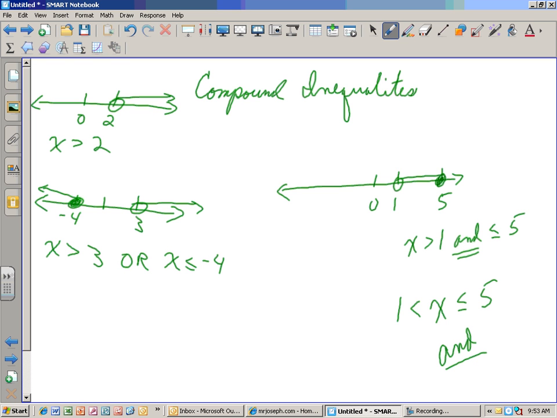when you see a situation that looks like this, it's an and statement. Can you write it either way? No, no, no. We write it this way. This is an and. It's called a compound inequality.